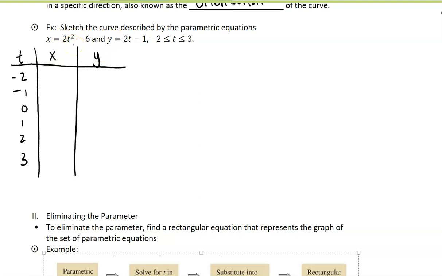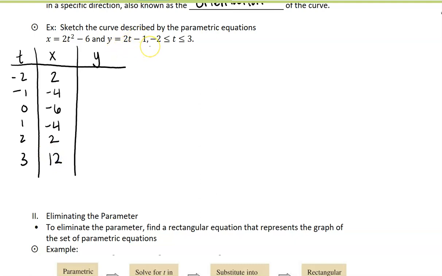So when I plug it in for x, let's just do the x column first. 2 times negative 2 squared minus 6 gives me 2. When I plug in the negative 1, I get negative 4. When I plug in the 0, I get negative 6. When I plug in a 1, I get negative 4. When I plug in a 2, I get 2. And when I plug in a 3, I get 12.